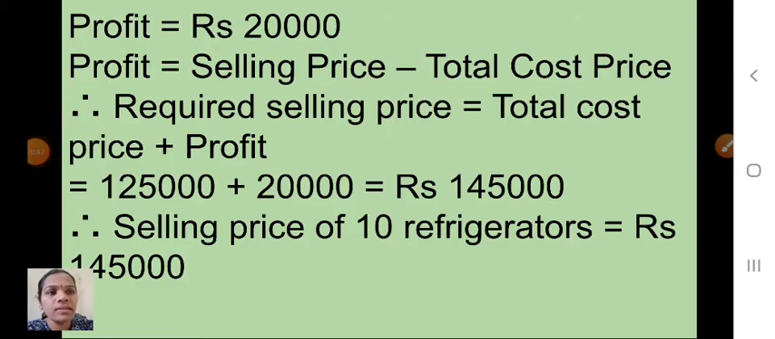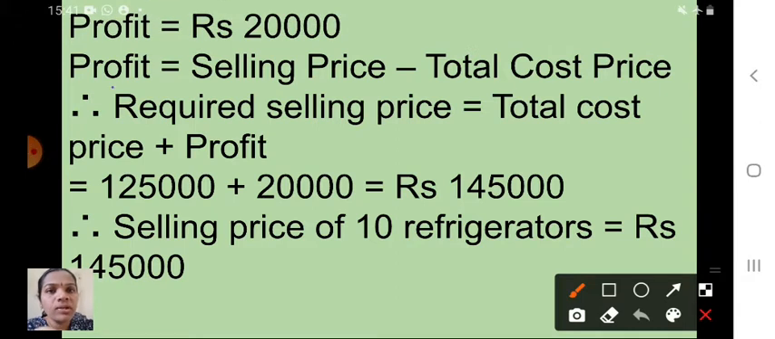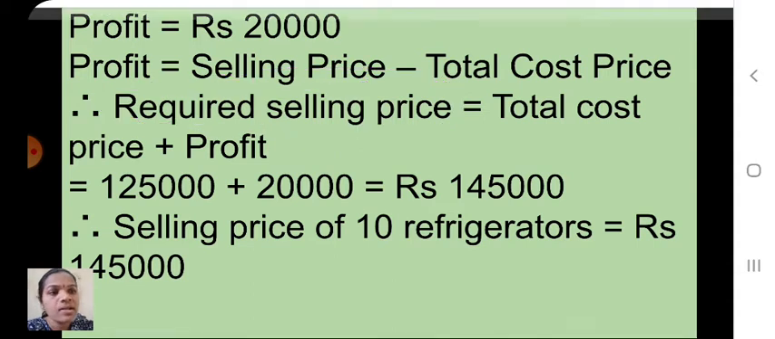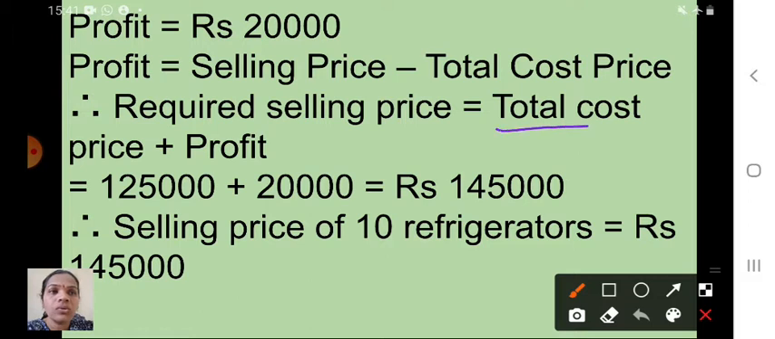So children, see here profit is what? 20,000. Okay. So profit, what is the formula? Selling price minus total cost price. So selling price, say here, now we have to find what? Required selling price. We have to find. That means for that, what we have to do? We have to add total cost price plus profit. Okay. So children, this one is same, that is fourth question.